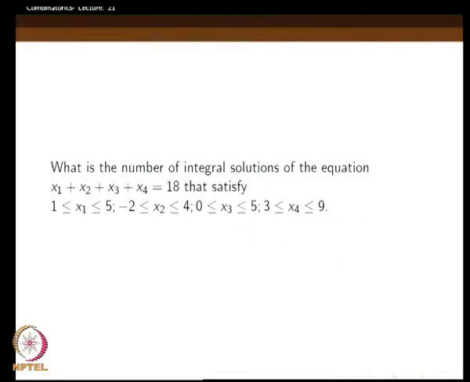In the last class we were considering this problem, namely x1 plus x2 plus x3 plus x4 equal to 18, and we want to find the integral solutions of the equation, but there is a constraint for each variable. x1 is in between 1 and 5, x2 is in between minus 2 and 4, x3 is in between 0 and 5, and x4 is in between 3 and 9. So, how will we solve this?